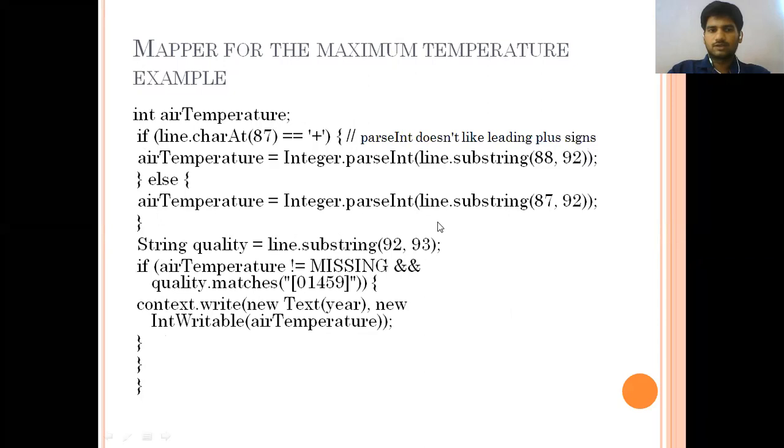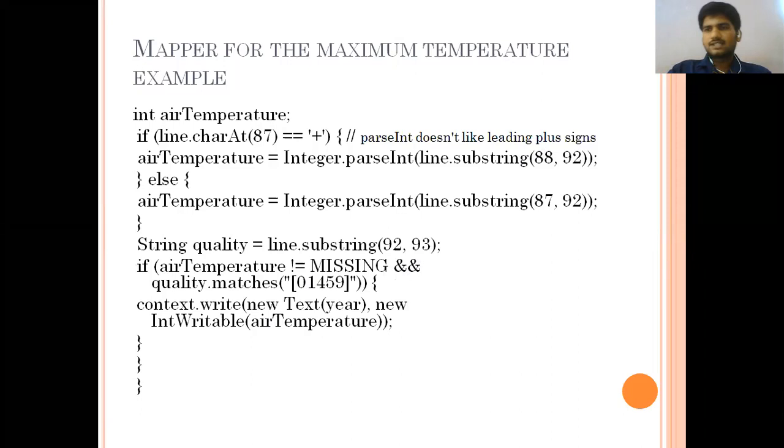So substrings for quality we are going to use. Some if conditions and some logical operations we are going to use. Then we are going to find out what it is. So this is the simple mapper code, how the Java code will look. These substrings and sublines may differ based upon the data set.